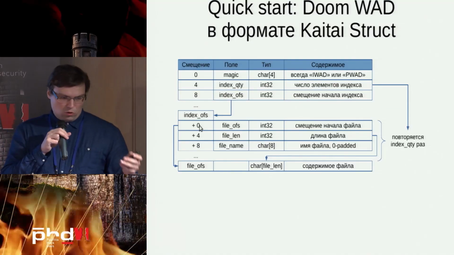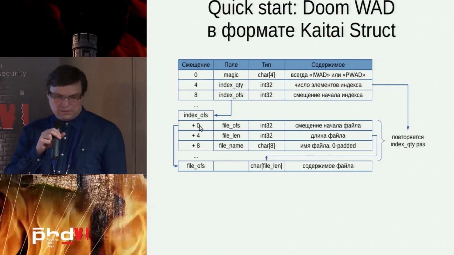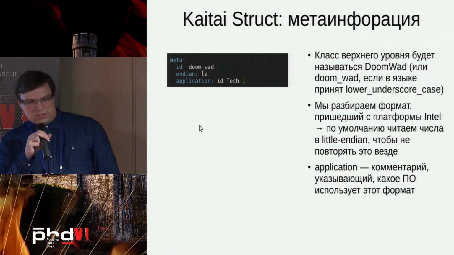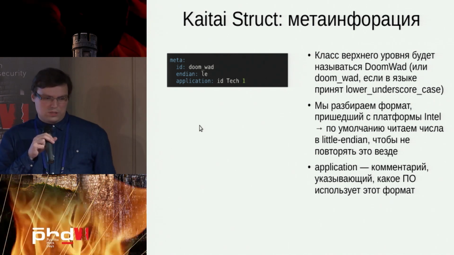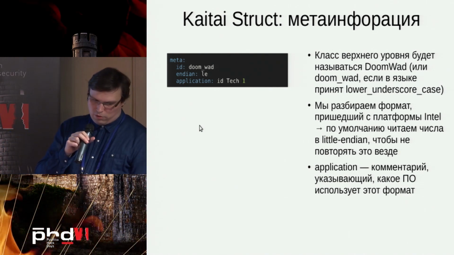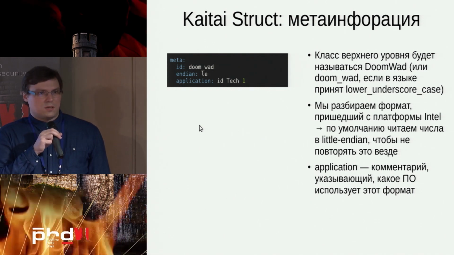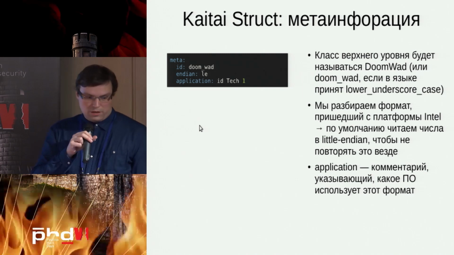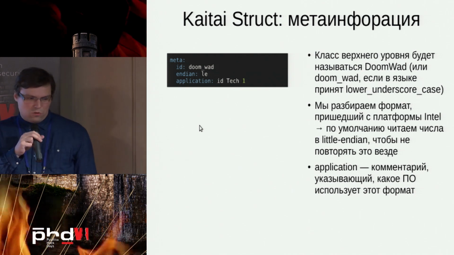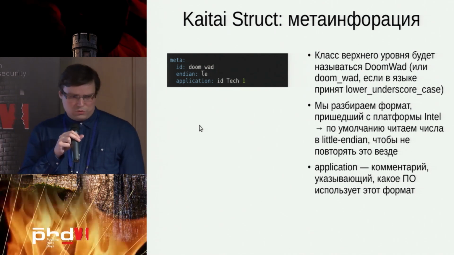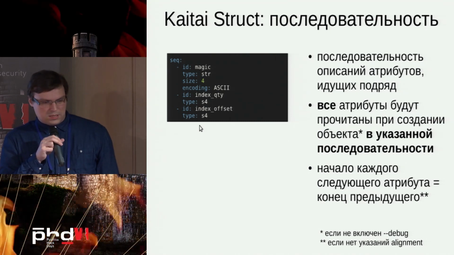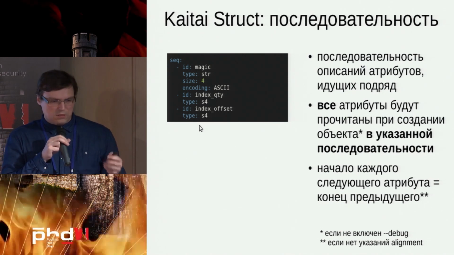One other reminder of how the day1 format looked: header, files, payload. So how can you describe it in Kaitai Struct? First, we'll need meta. The top level class is going to be called day1, which you can see from the ID. Then we disassemble the format, reverse engineer the format that arrived from the Intel platform. So by default, all the integers will be little endian. And also we write a comment, indicating which software is going to use this format.